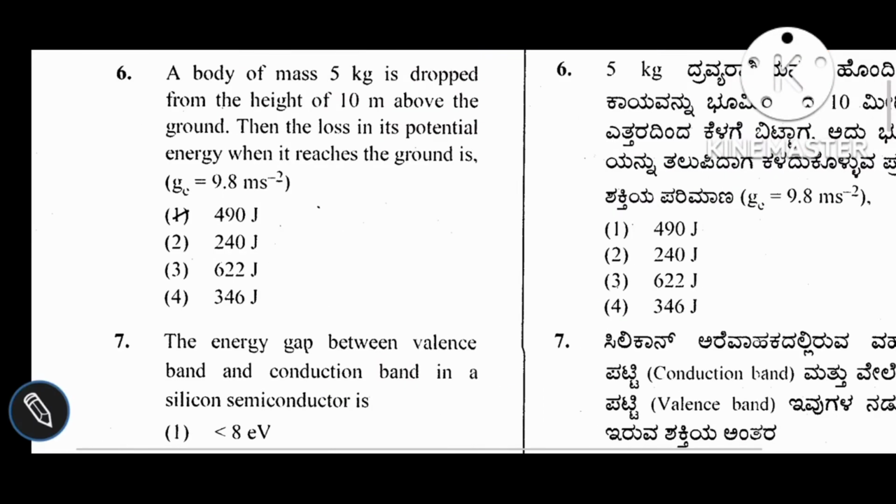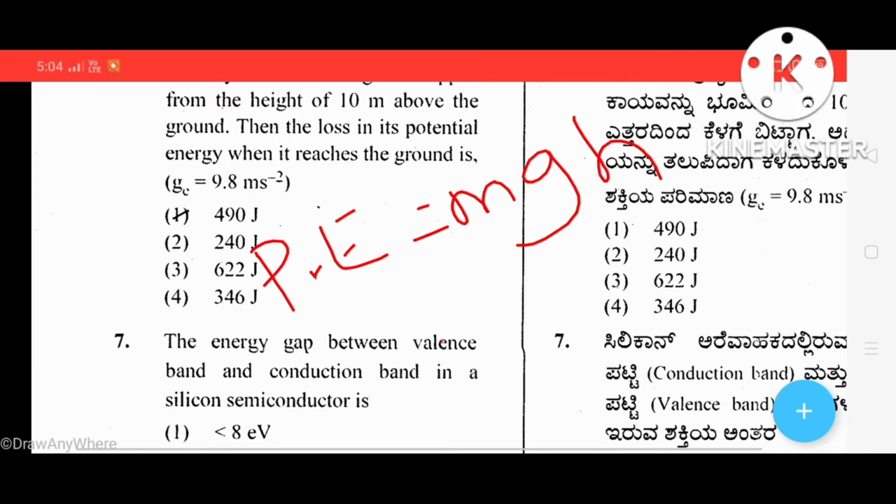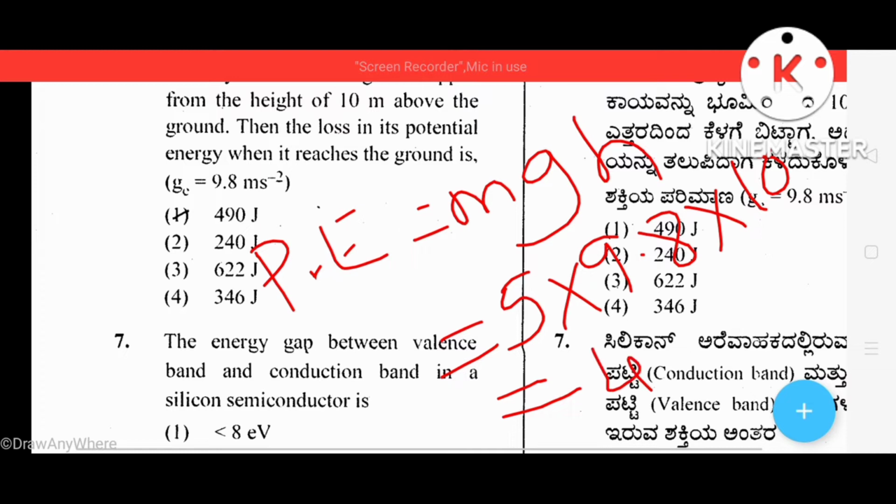A body of mass 5 kg is dropped from a height of 10 meter above the ground. Then the loss in its potential energy when it reaches the ground is, you are given the value of g, the acceleration due to gravity on the surface of the earth, that is 9.8 meter per second square. So we can use the formula for the potential energy, that is mgh. Mass is 5 kg, g is 9.8, height is 10 meter. When you multiply these all, you will get 490 joules. So the correct option is 490 joules.